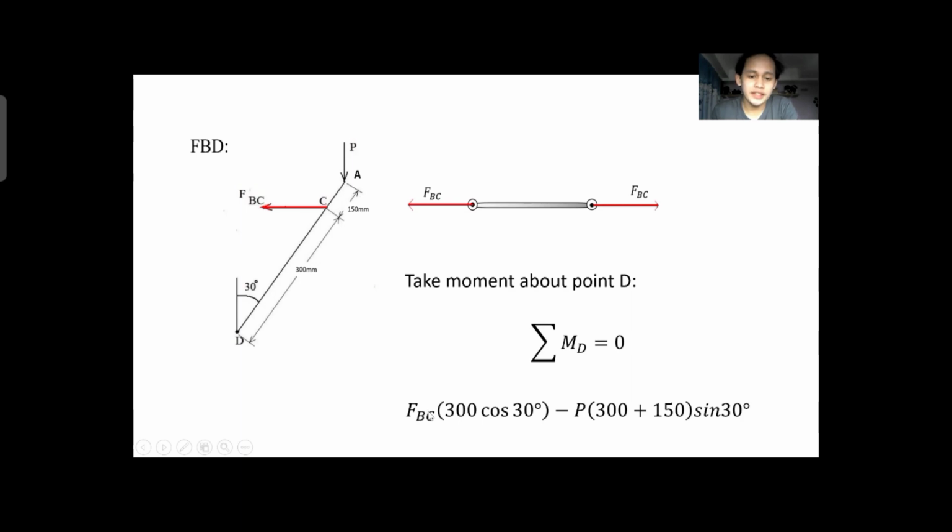Then, if FBC is the force exerted by the link BC at point C, we have FBC multiplied by 300, which is the distance from point D to point C, cosine 30 degrees because it is located at the horizontal axis, minus the load which is P, it is negative because it is rotating clockwise, multiplied by 300 plus 150, which is the distance from point A to point D, sine 30 degrees because it is located at the vertical axis.